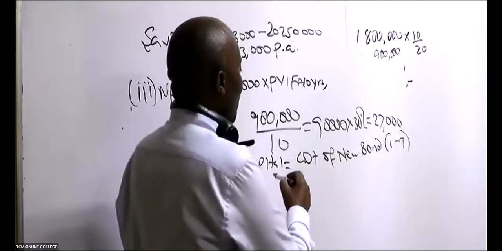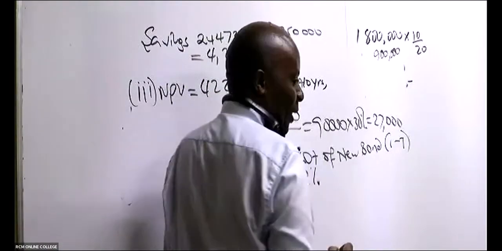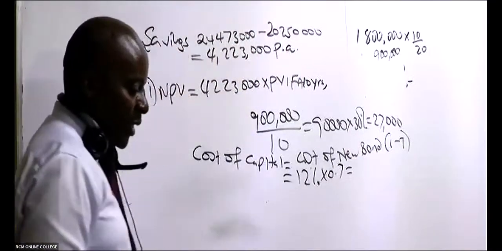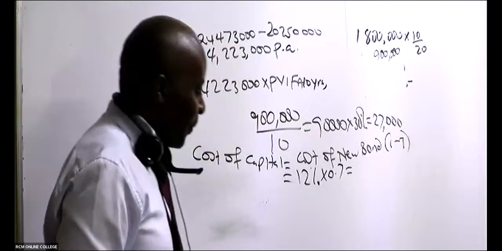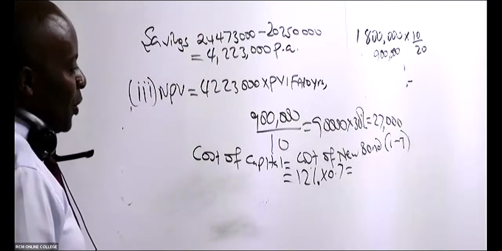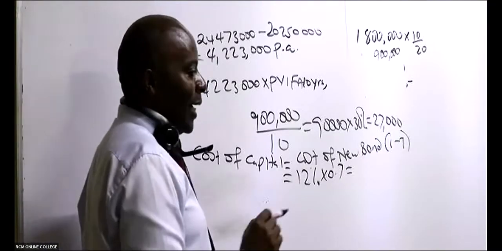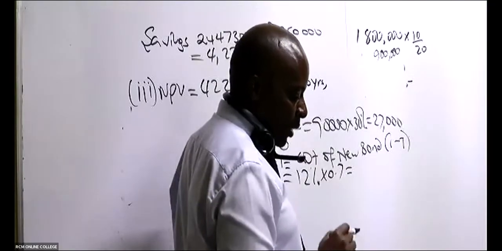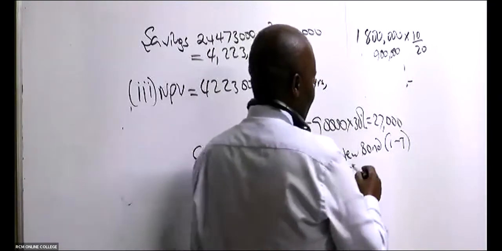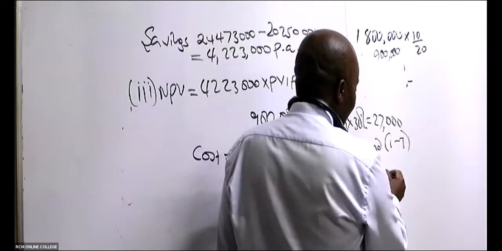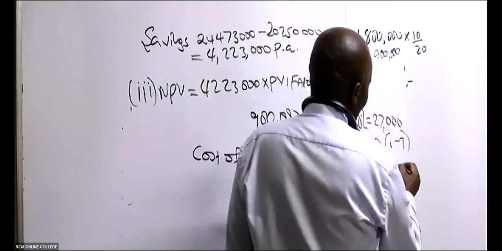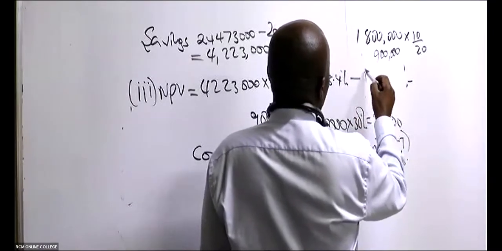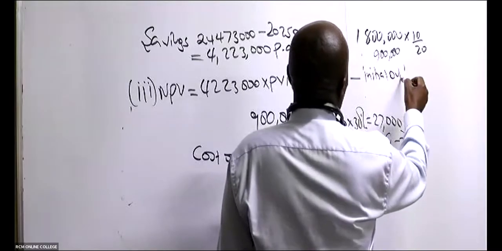And the cost of the new bond, you are saying it is 12%, isn't it? Times 0.7. 12% times 0.7, yes. So cost of capital for discounting purposes will be cost of new bond less taxation. So it will be 0.12 times 0.7, which will end up giving us what figure? 0.084, which is 8.4%.